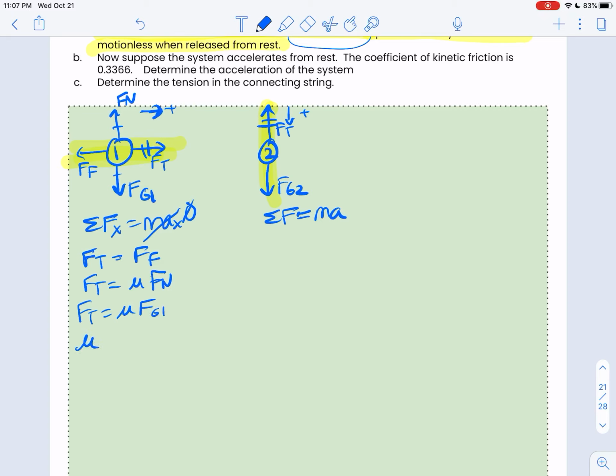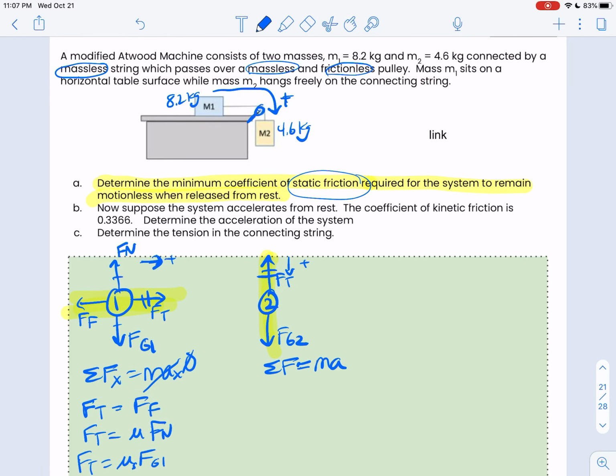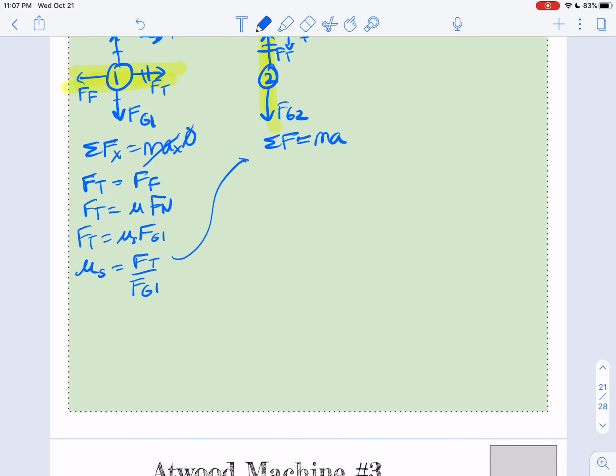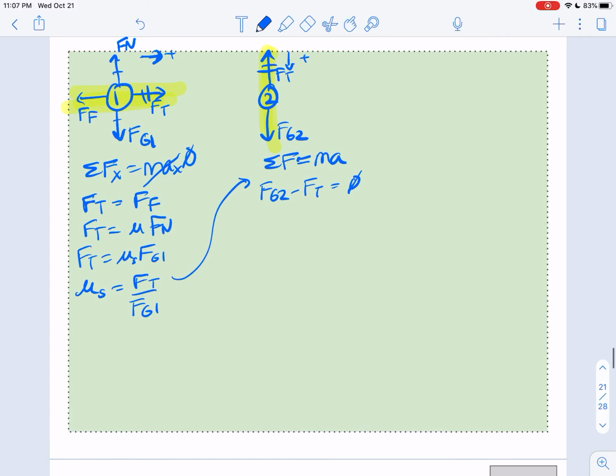If I want mu, I could call it mu static. I'm going to have Ft over Fg1, which doesn't totally help me because I don't know Ft, right? That's not given. So then I have to look at this side. Fg2 minus Ft equals 0 because it's not moving here either. It has to move or not move in both places. The Fg comes first because that's the positive. So Ft is Fg2.